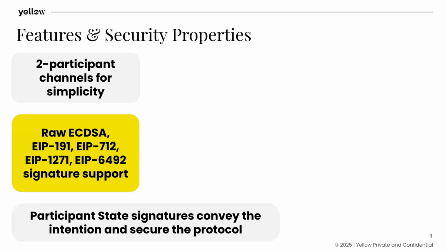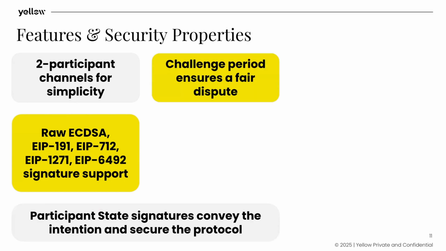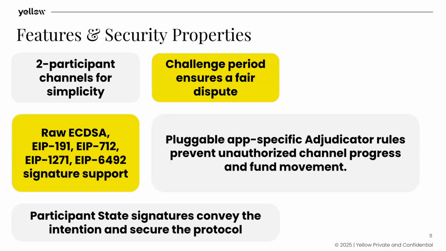It should be noted that security in Nitrolite relies on strict signature requirements. No state is accepted without the proper participant signatures. The challenge period ensures parties can dispute invalid or outdated states before funds are released. Pluggable app-specific adjudicator rules prevent unauthorized channel progress and fund movement. And importantly, the contracts have undergone a security audit by Omniscia, which adds an extra layer of confidence in the implementation. Now, let me hand it over to Anton with Cerebro CLI, a way for you to interact with the on-chain part I have just described.